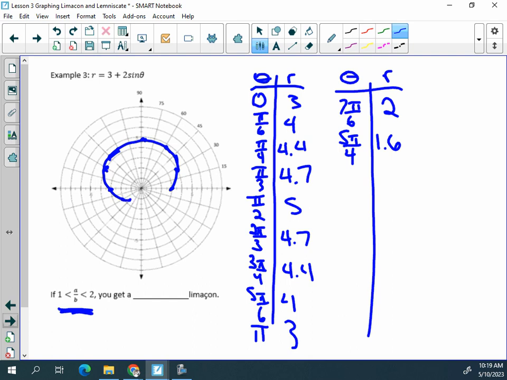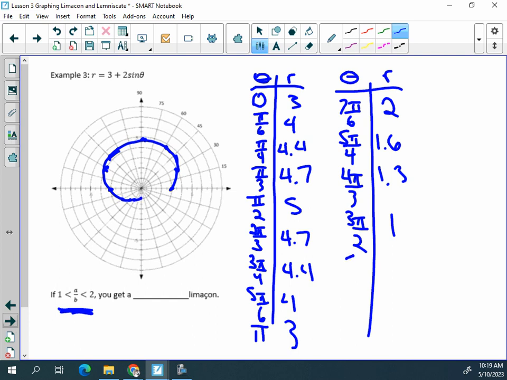All right, then we're plugging in 4 pi over 3. Sine of 4 pi over 3 is negative square root of 3 over 2. Negative square root of 3 over 2 times 2 is negative square root of 3. Plus 3 is going to get us about 1.3. So next line over a little bit closer. At 3 pi over 2, sine of that is negative 1 times 2 is negative 2, plus 3 is 1.